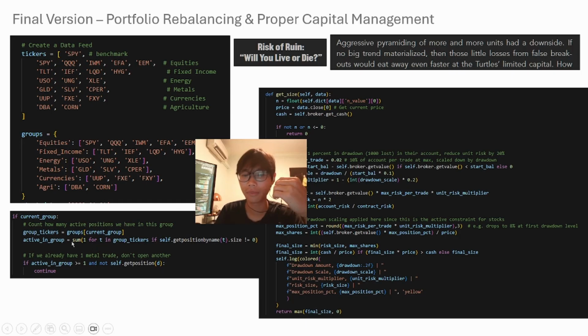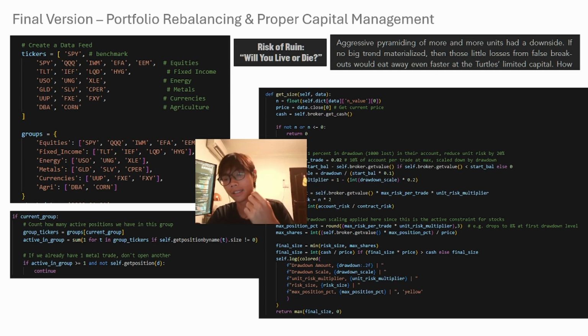So you can see here, it is active in a group, then you skip it, right? By trading across these various groups, you're actually maximizing your chances of riding a wave while minimizing the risk you're taking on. And the next part of this, proper capital management. Downside protection, drawdown protection, I mean.